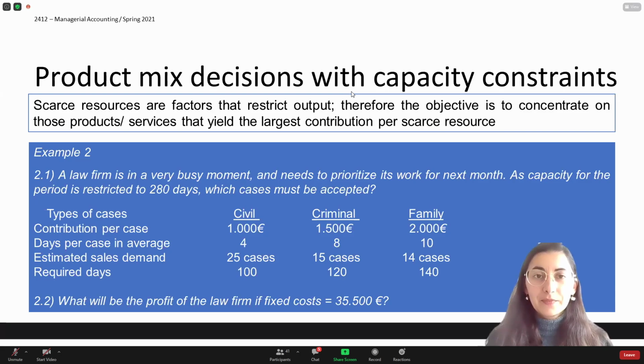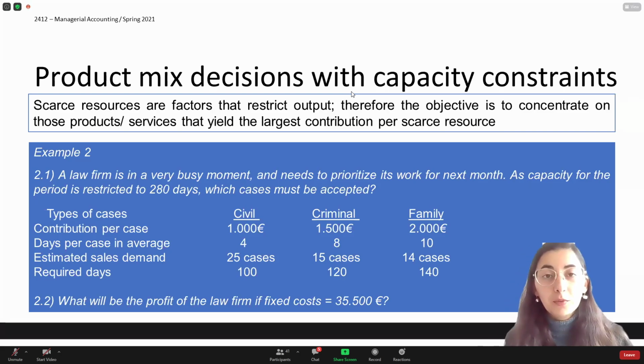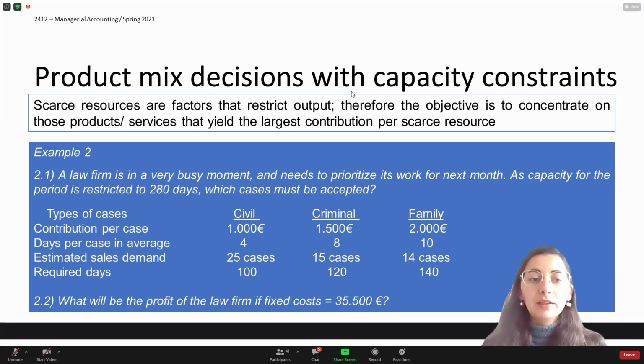Sorry, I didn't understand how you calculate the variable cost in this case. The variable costs are already included in the contribution. The contribution is the revenues minus the variable costs. So when we have for civil a contribution per case of 1,000 euros, those 1,000 euros include the sales revenues for one case of civil minus the variable costs of one case of civil.